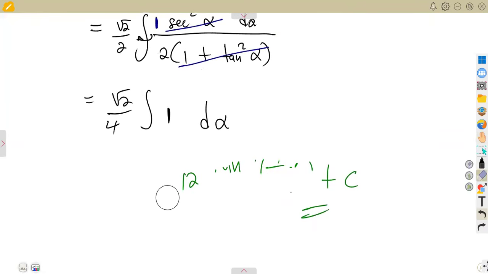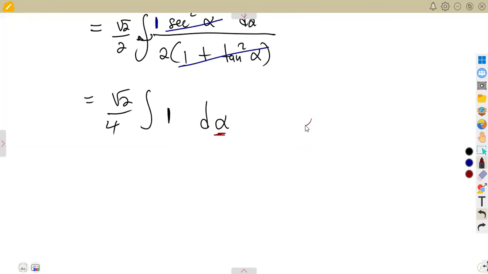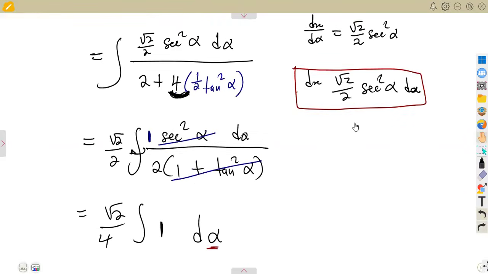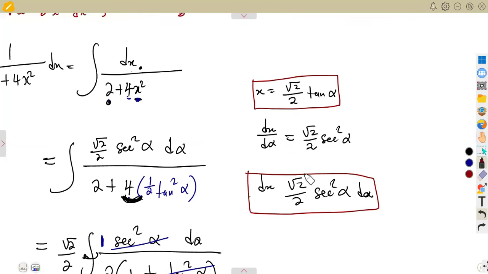A 1, when integrated with respect to alpha, that means it is going to give us an alpha. So that means we are left with the square root of 2 over 4 times alpha plus the constant of integration. Where alpha is not part of our question, it is something that we introduced, where we introduced our x here. It's like we are letting x be equal to this. So from this part, we must write alpha in terms of x.